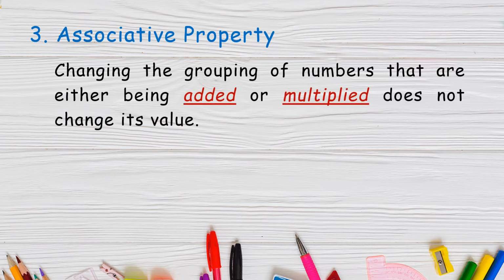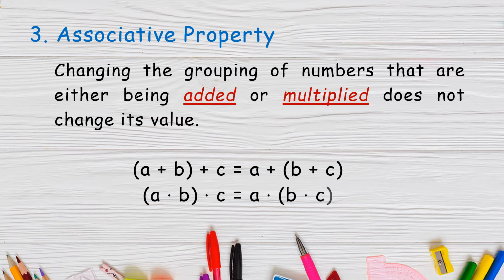Let's move to the next property, the associative property. Changing the grouping of numbers that are either being added or multiplied does not change its value. The quantity of a plus b, plus c, is equal to a plus the quantity of b plus c. And the quantity of a times b, times c, is equal to a times the quantity of b times c. Take note that operations inside the parentheses should be solved first.